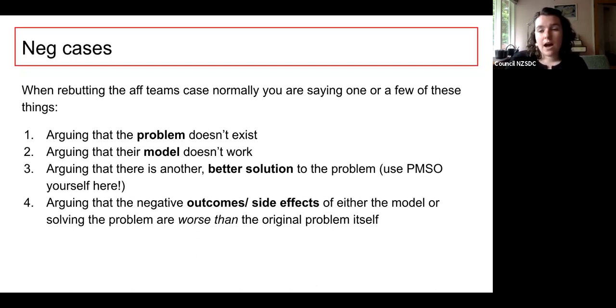The first is arguing that there's no problem in the debate, that the status quo is fine. The second is arguing that there is a problem, but their model doesn't actually solve that problem at all. So it's not worth doing because it's a waste of time and money. The third is that their solution might solve the problem, but there's another better way to do it.